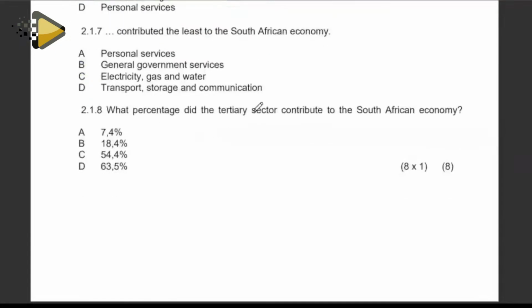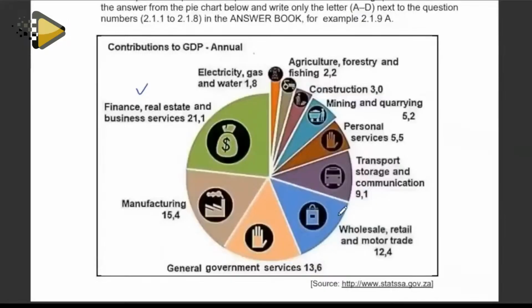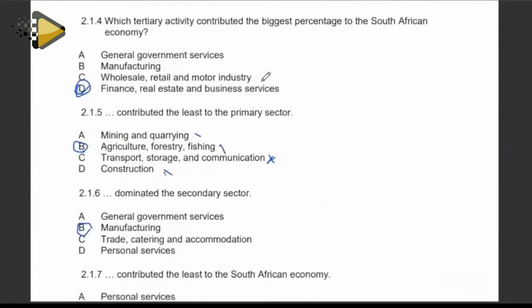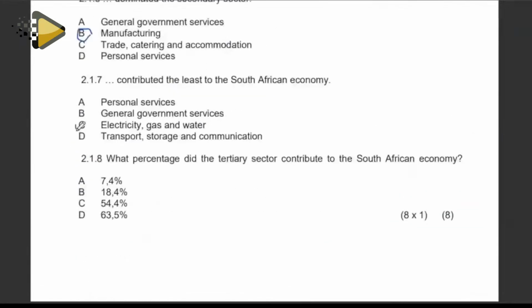217. Dash contributed the least to the South African economy. What contributed the least to the South African economy? If we go here, we check the least figure among them all. Automatically it is this one, 1.8. Electricity, gas, and water is only 1.8. This is 2.2, 3, 5.2, 5. They are all bigger than 1.8. So electricity, gas, and water is the least. Electricity, gas, and water at C. That's the correct response. Number 217.